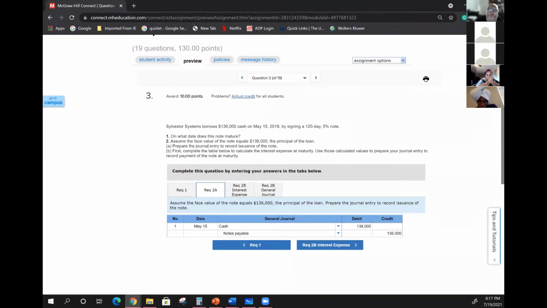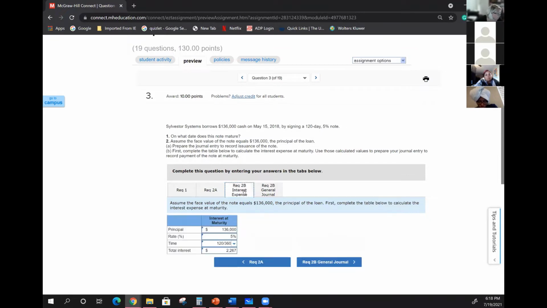Okay, so now I'm getting the money. I need to set up my cash. I'm debiting 136,000 cash and I'm crediting notes payable. So now I'm setting up 136,000. Prepare the journal entry to record the issuance of the note. So that was that. Okay, and then B, first complete the table below to calculate the interest expense at maturity.